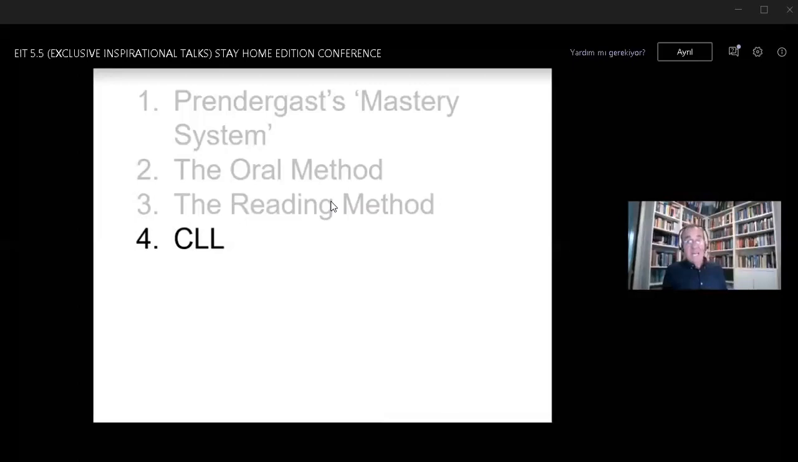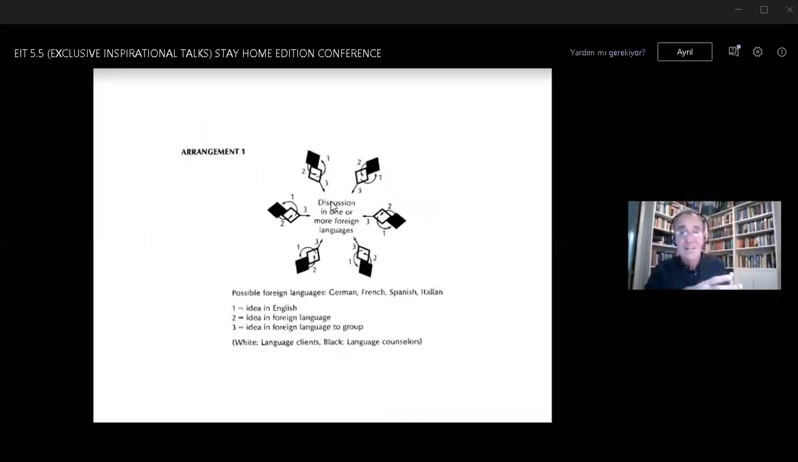The architect of the method was himself a therapist, and the idea was it's like group therapy. Students sit in groups. This is the bird's eye view of what's going on. So they are communicating in the foreign language to others in the group. How are they doing that? They're getting help from the teacher, who's sort of metaphorically sitting on their shoulder, whispering in their ear.